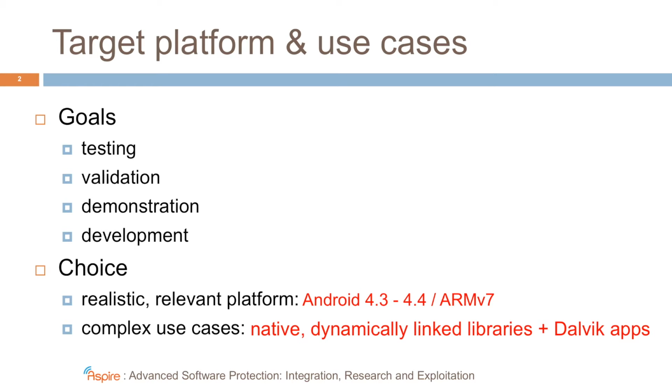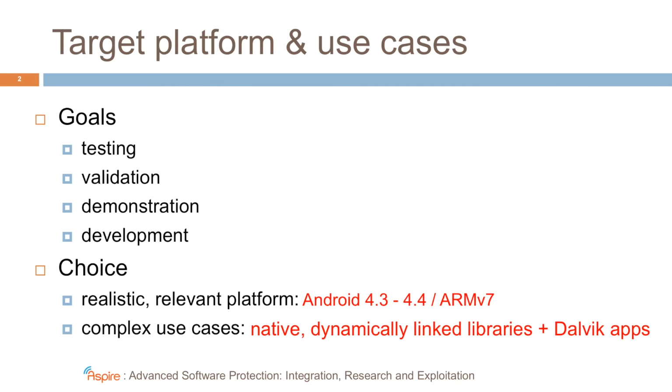As for the use cases, we decided to go for native dynamically linked libraries and Dalvik apps. In those apps and in the use case scenarios, the dynamically linked libraries embed all the sensitive code and the sensitive assets, and so that's where we have to apply the protections, not on some toy examples just consisting of a main function and some auxiliary functions, but real complete dynamically linked libraries.